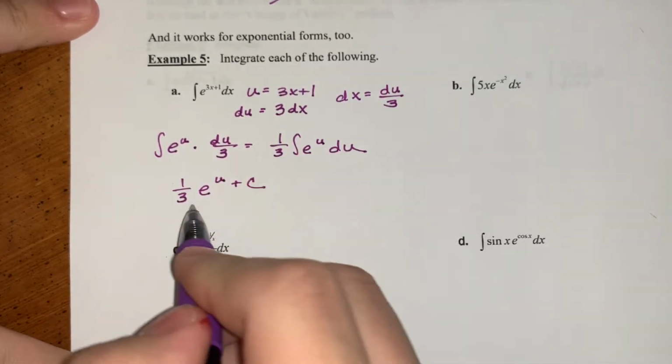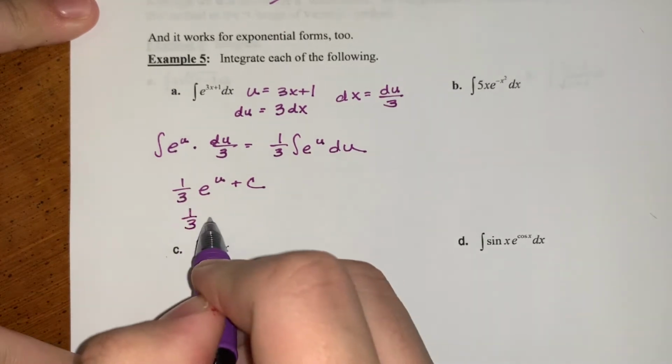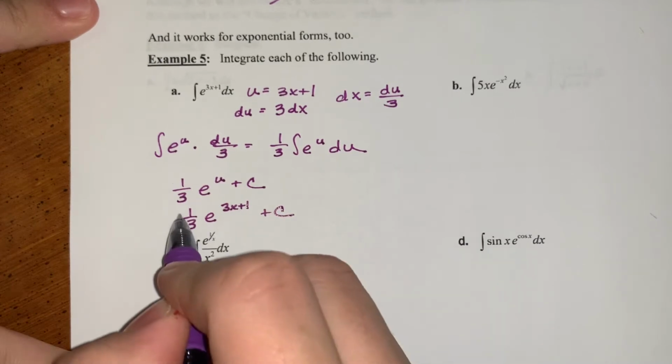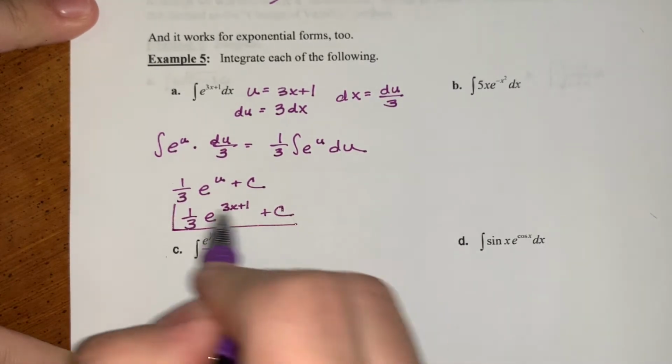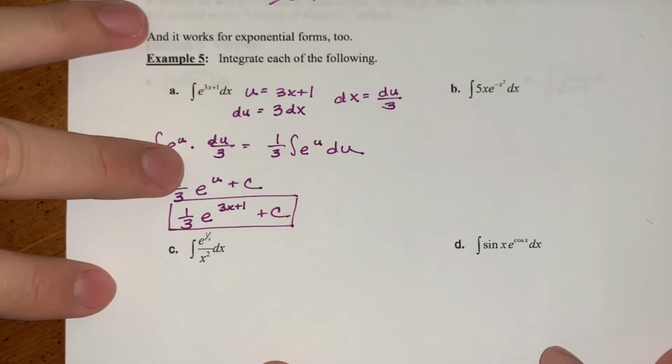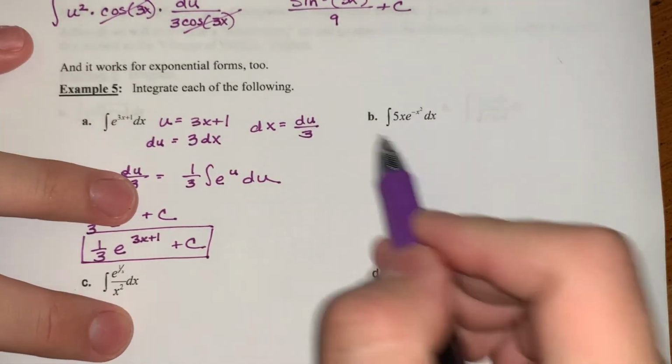Substitute back in our u from before. So it'll be 1/3 e to the 3x plus 1 plus c. And there you go. That's your final answer. Okay. All right, it's going to work the same thing over here.